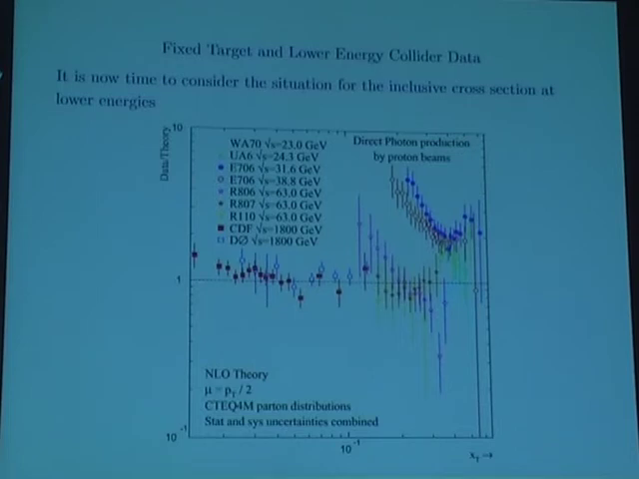And what you see here are the collider data down at low values of xT. That's because PTs are running, say, from 20 up to 100, but root S is 1800. So they're low xT, which means you're probing low values of x in the parton PDFs. Here are fixed target data, and of course they're at higher values of xT because root S is smaller.